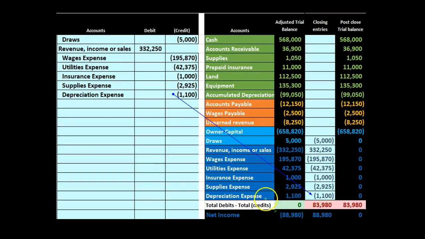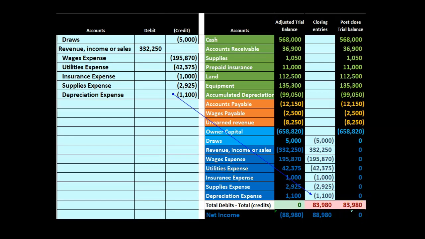Last one, depreciation expense, got $1,100 in it. It's an expense, therefore having a debit balance, we're going to do the opposite thing to it, a credit. So we're going to credit depreciation expense by that $1,100. Posting that out brings the balance down to 0, and there we have this information. So now, of course, we're still out of balance, meaning our debits do not equal the credits.